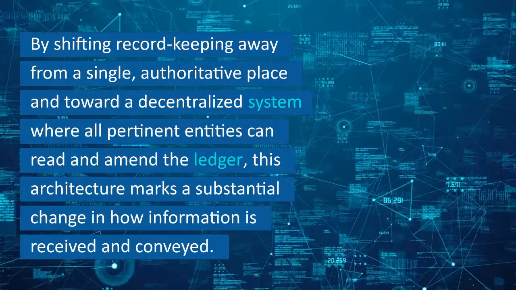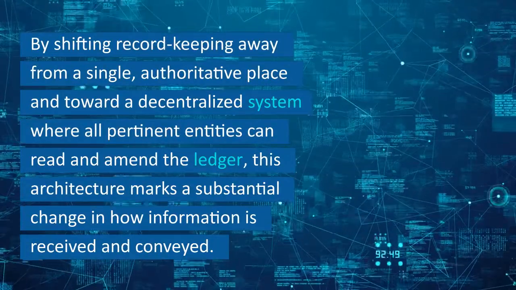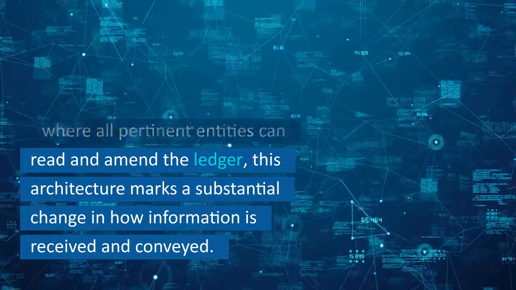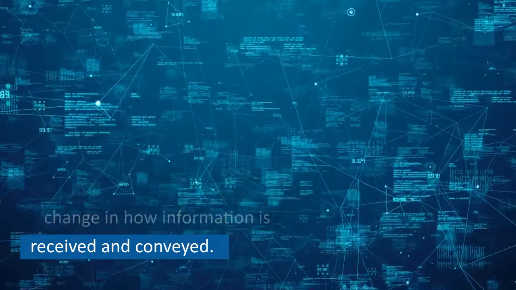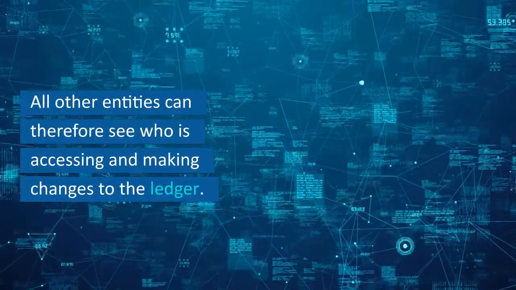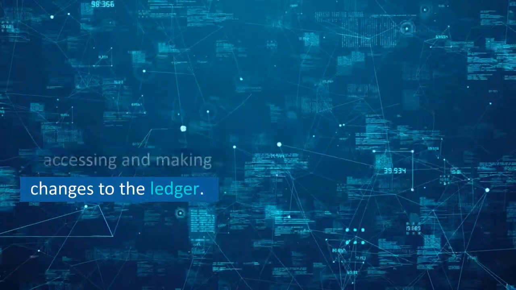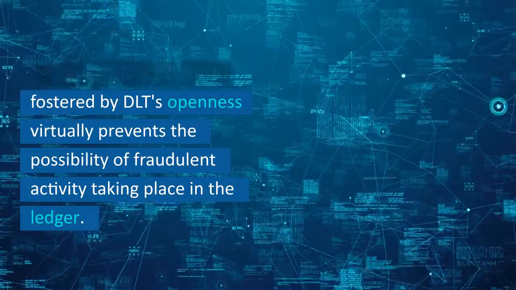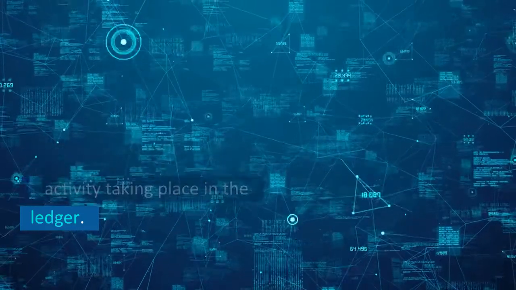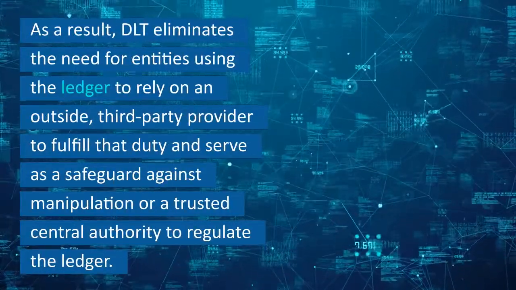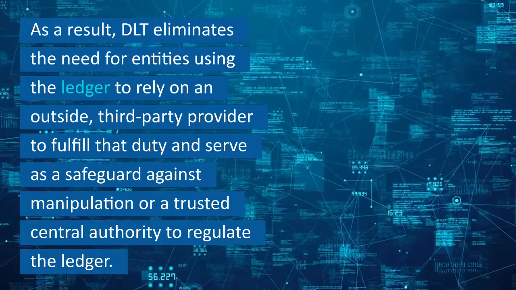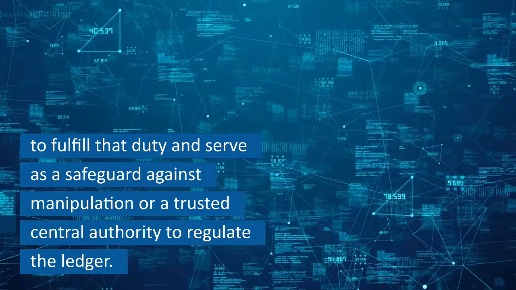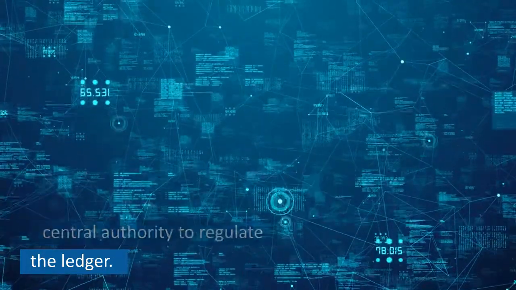By shifting record-keeping away from a single, authoritative place and toward a decentralized system where all pertinent entities can read and amend the ledger, this architecture marks a substantial change in how information is received and conveyed. All other entities can therefore see who is accessing and making changes to the ledger. The high level of trust fostered by DLT's openness virtually prevents the possibility of fraudulent activity taking place in the ledger. As a result, DLT eliminates the need for entities using the ledger to rely on an outside, third-party provider to fulfill that duty and serve as a safeguard against manipulation, or a trusted central authority to regulate the ledger.